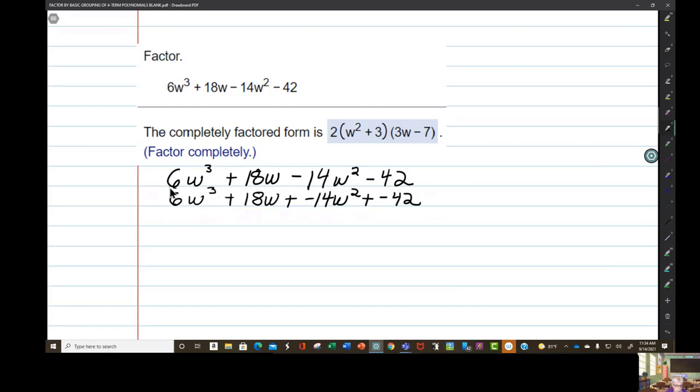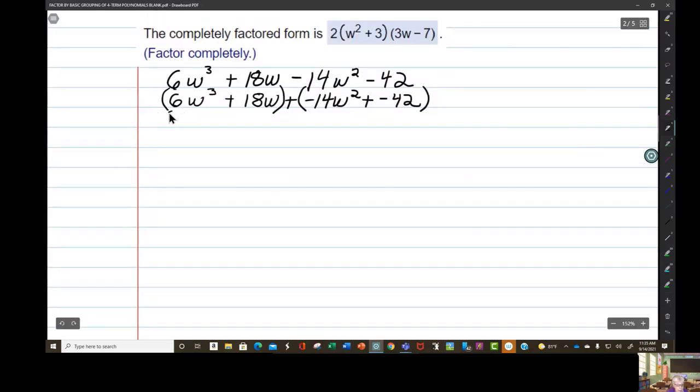And then I'm going to put parentheses around the first two terms and parentheses around the second two terms. But I suspect, without knowing because I haven't done it, that if I were to put this in descending order, we could still get the correct factorization. But we only have a few minutes left, so let's do it.